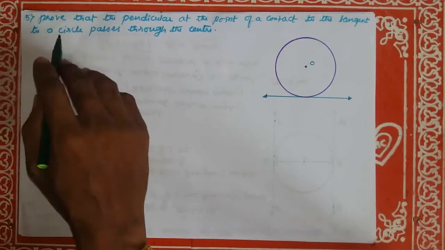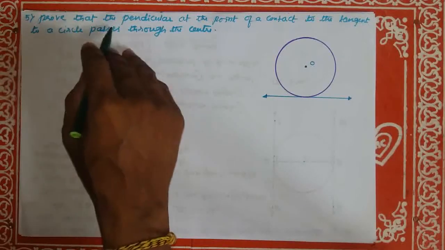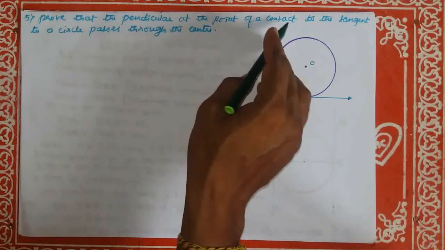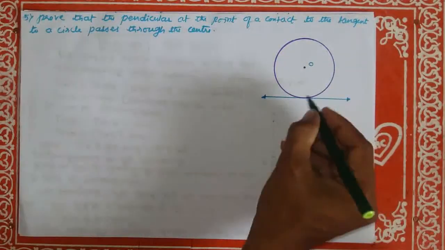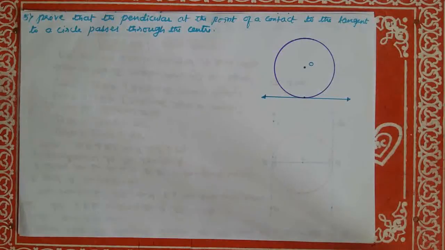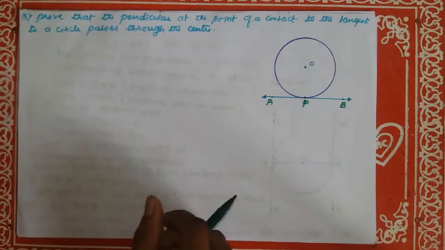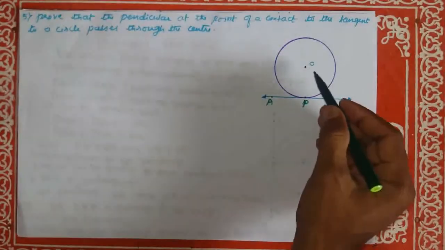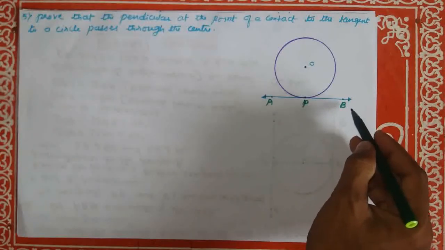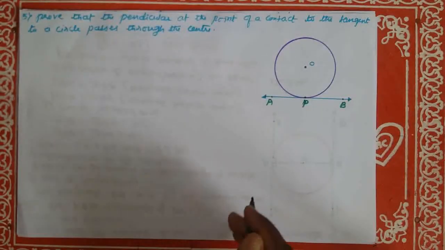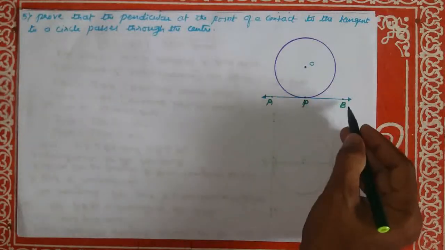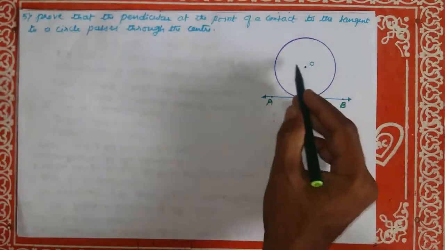Friends, now let us discuss the fifth question. Prove that the perpendicular at the point of contact to the tangent to a circle passes through the center. Dear students, let us consider the center of the circle. Let AB be the tangent which touches the circle at a point of contact P. We have to prove that the line perpendicular to AB passes through the center O.